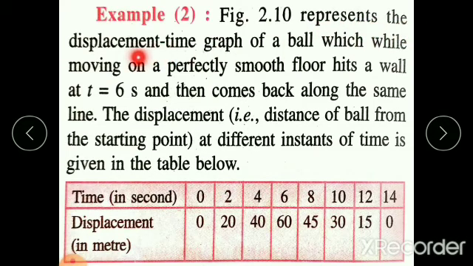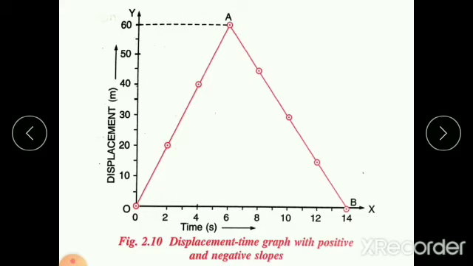Represent the displacement time graph of a ball which, while moving on a perfectly smooth floor, hits a wall at time t equal to 6 seconds and then comes back along the same line. The displacement at different instants of time is given in the table below. When you draw the graph, you have to take time on the x-axis and the displacement along the y-axis. So you will get the graph like this.